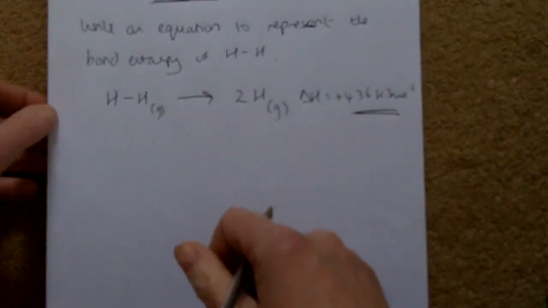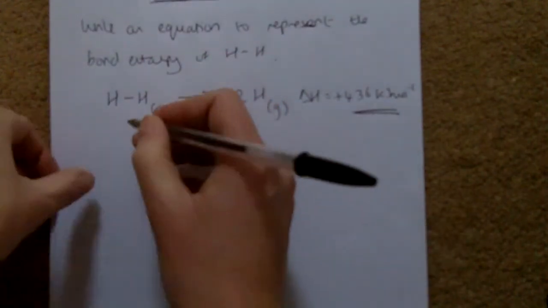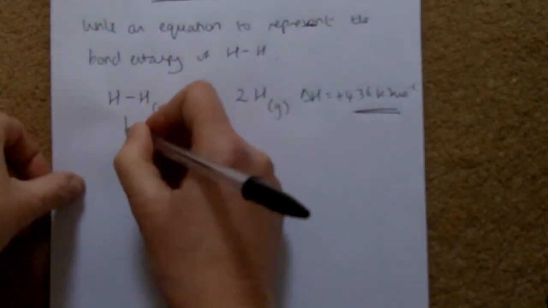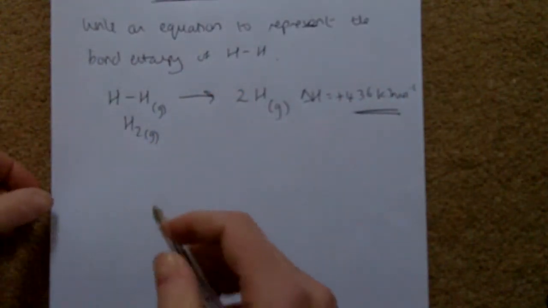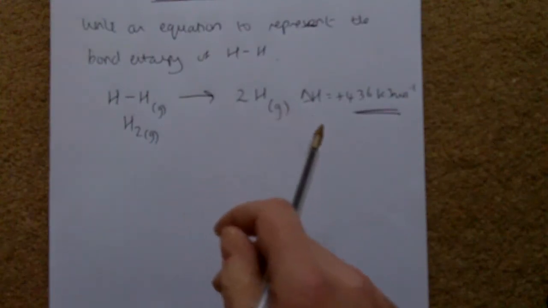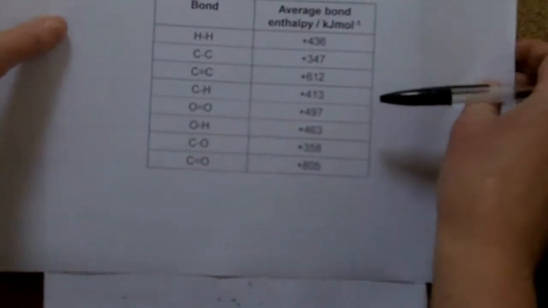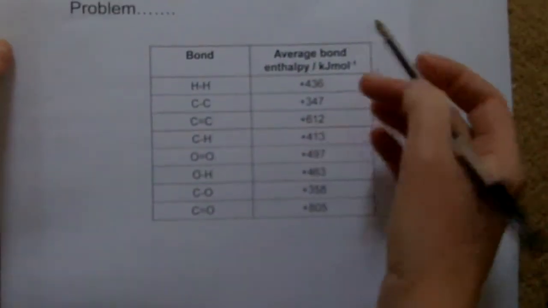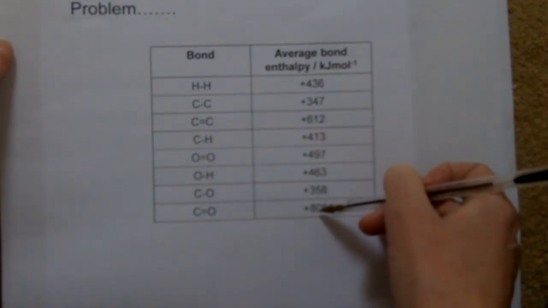You don't have to write it like that, you could just write H2. Let me just show you this table. In an exam you'll be given a table like this. I hope you can see this table, and it's got the bond, and the energy needed to break all of these bonds.